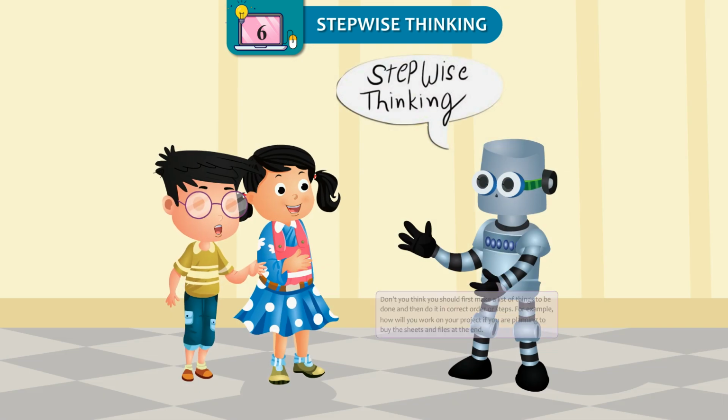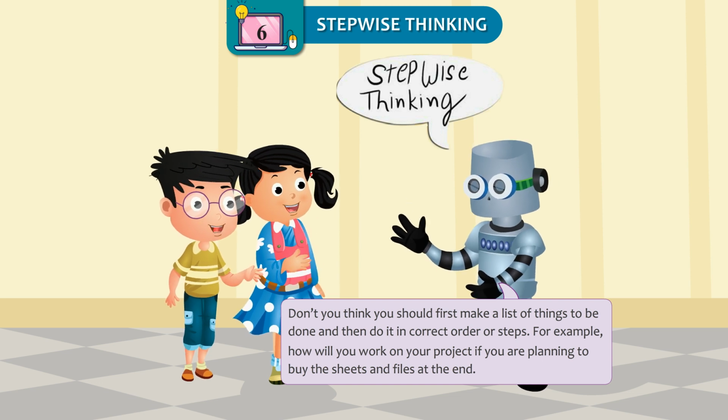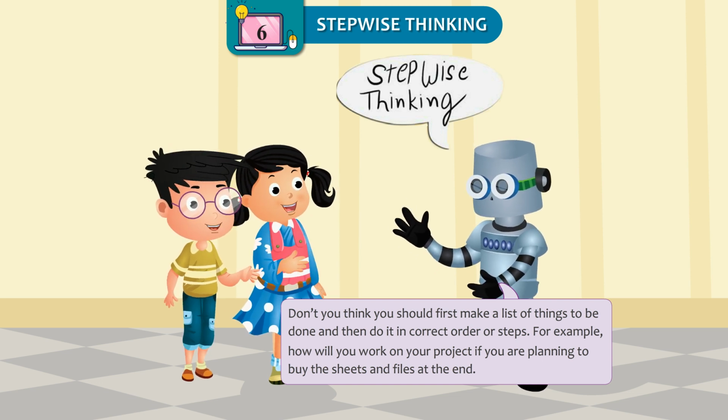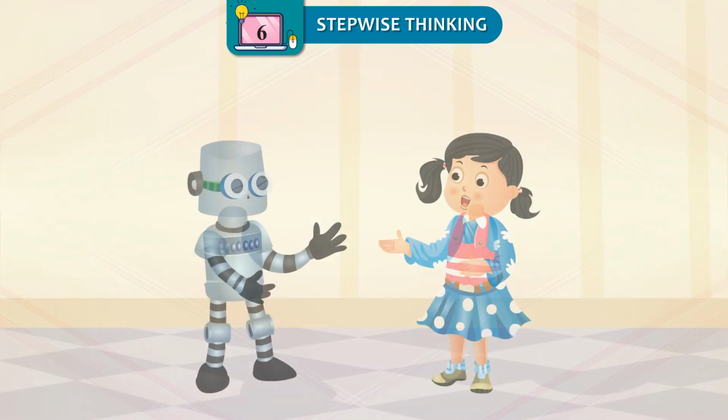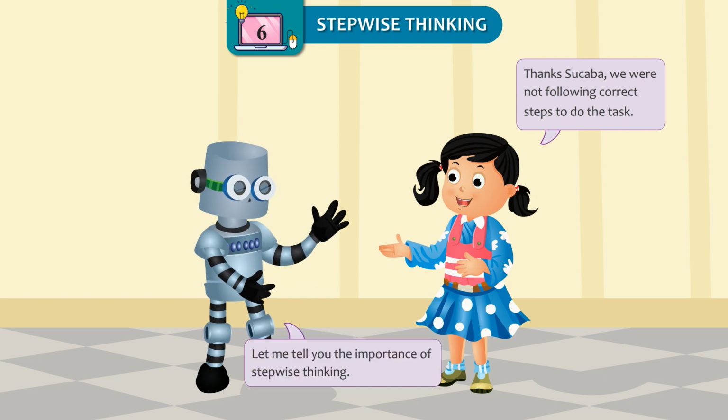Hold on, either I am getting confused or you are trying to play a joke on me. Don't you think you should first make a list of things to be done and then do it in correct order or steps? For example, how will you work on your project if you are planning to buy the sheets and files at the end? Thanks, Sukaba. We were not following correct steps to do the task. Let me tell you the importance of stepwise thinking.